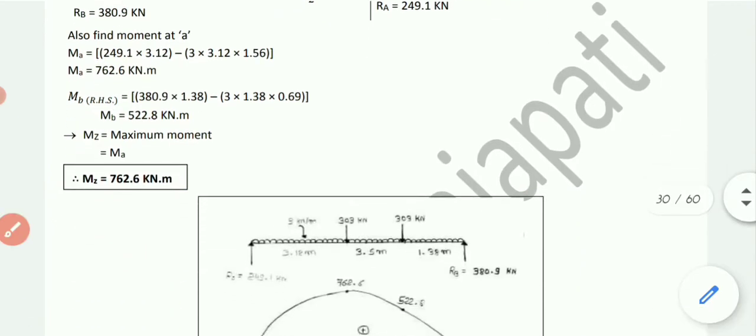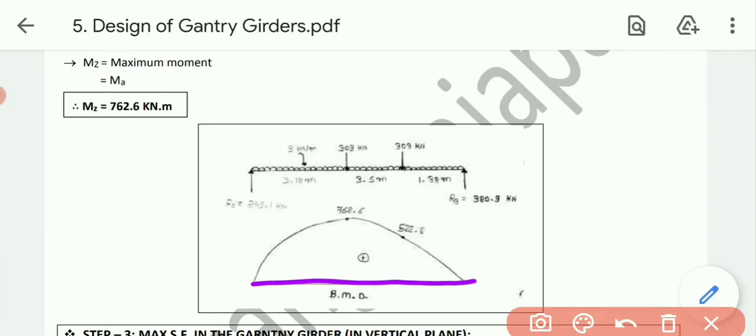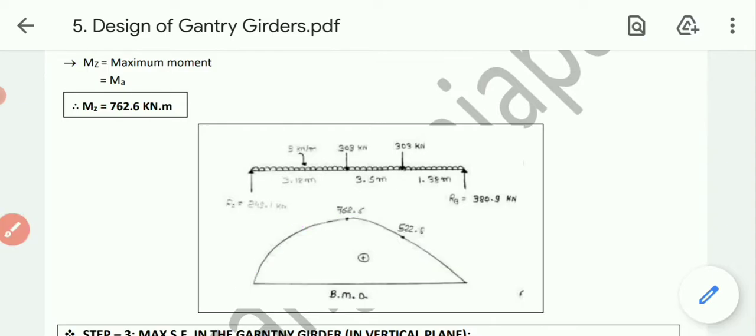And then let's draw the bending moment diagram, that is, see, this one, A and B moment at 0. That's the maximum, 762.6, over here 522.6, and the shape will be a parabolic curve as per the UDL shape. So that's our step number 2.